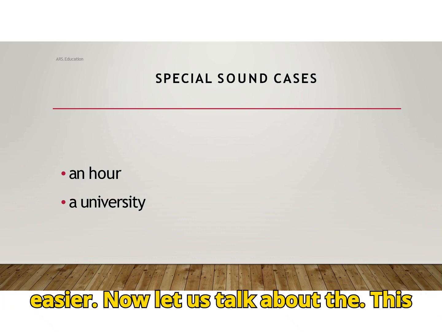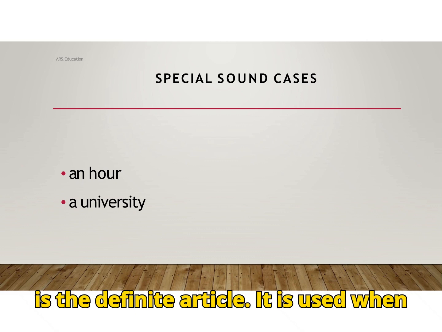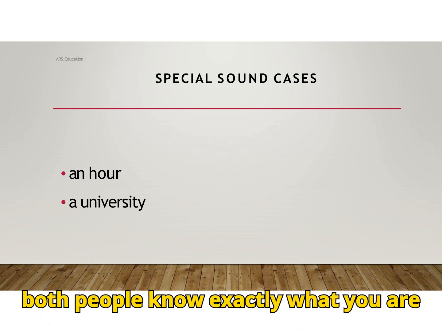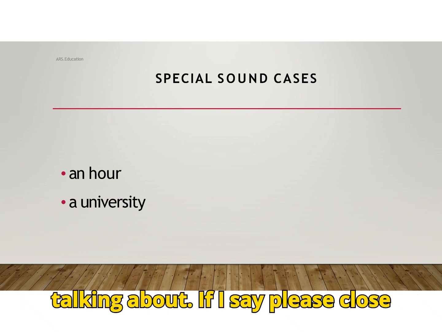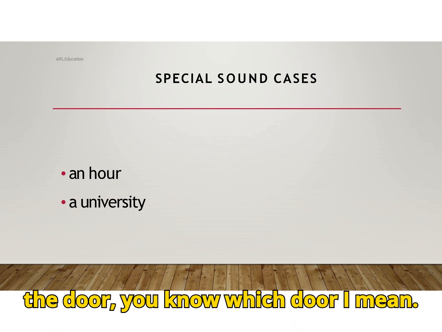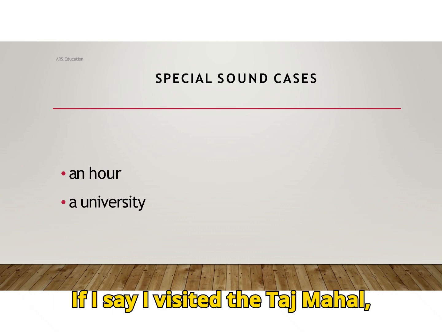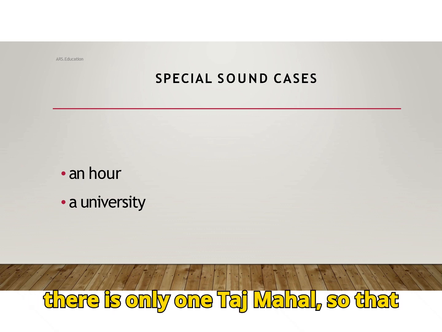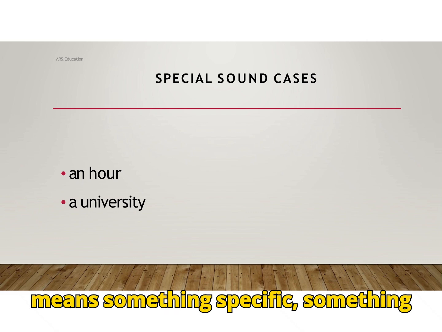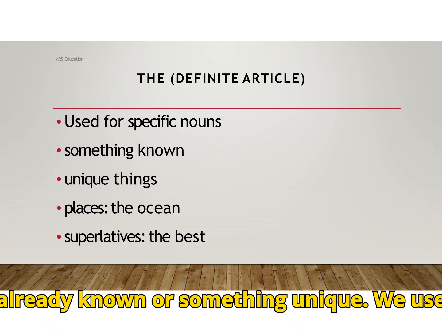Now let us talk about the. This is the definite article. It is used when both people know exactly what you are talking about. If I say please close the door, you know which door I mean. If I say I visited the Taj Mahal, there is only one Taj Mahal. So the means something specific, something already known, or something unique.